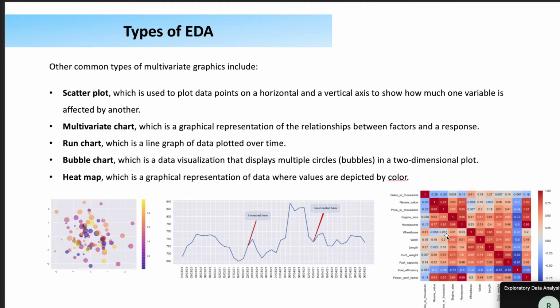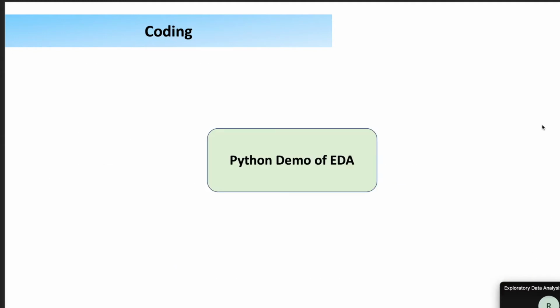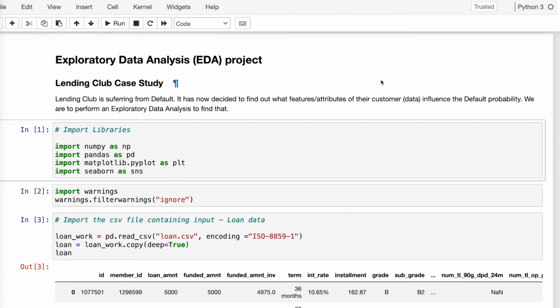Say for instance, this particular cell over here has 0.77. When you have a value of 0.77, it reflects a high degree of collinearity, and one of the variables in the combination has to be dropped. So those kinds of EDA can be performed. With that, we will go over to a coding example. All right, so we are going to start off with our coding example. We will explain the problem statement first.